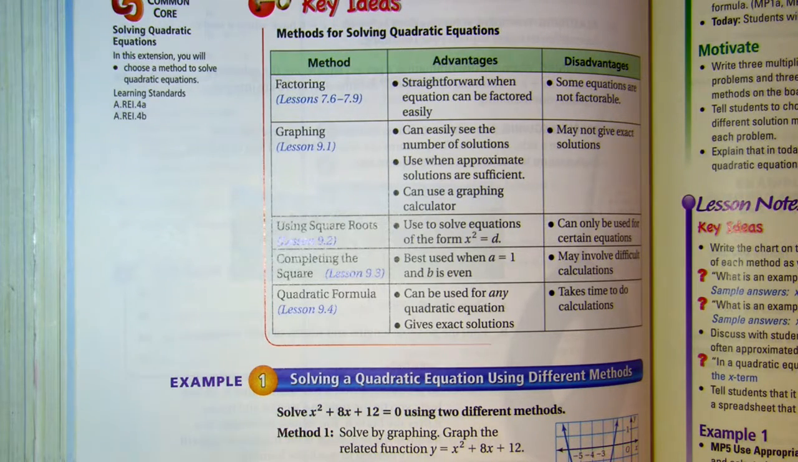Graphing, if you have a graphing calculator, graphing is probably the fastest way to do it. However, it's not always going to give you exact solutions, and also if you don't have a graphing calculator, I think graphing takes the longest, and honestly, it's the one I would use the least if I don't have a graphing calculator.